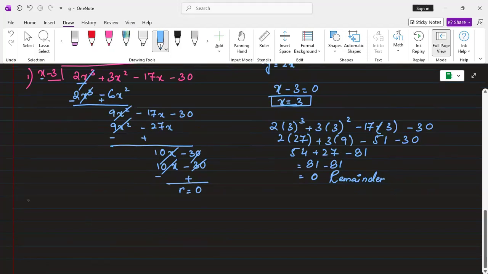So let's discuss the last concept. Let's try to solve question number 5. It says in the polynomial above k is a constant. If z minus 1 is a factor of the polynomial above, what is the value of k?